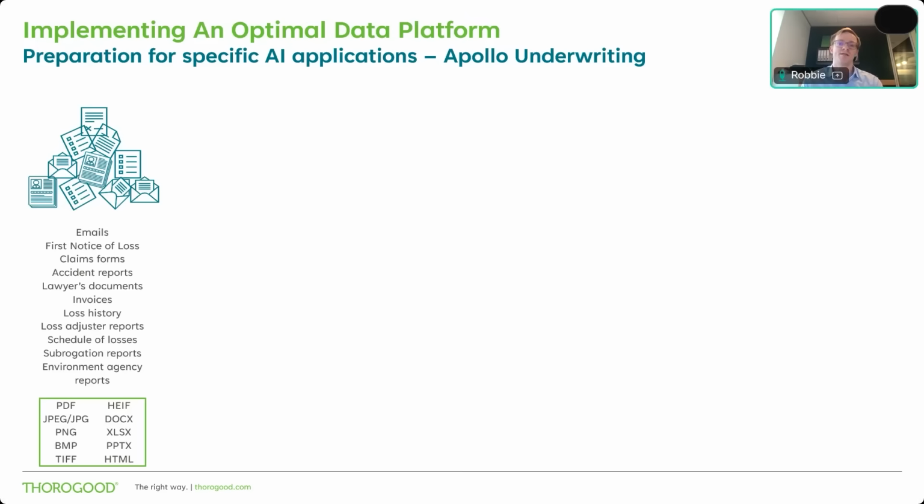So, for example, we worked with Apollo Underwriting, which is an insurance customer. At the time when we were speaking with them, we'd set up a data platform with them. They were getting all the data they needed in terms of structured data. But in terms of dealing with things like claims, they were receiving an awful lot of unstructured data.